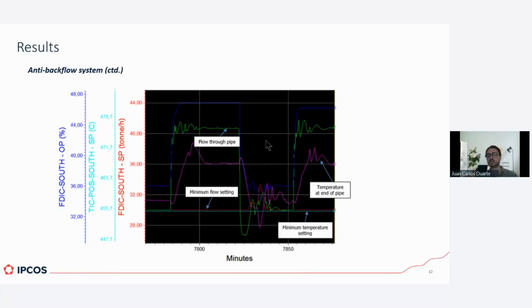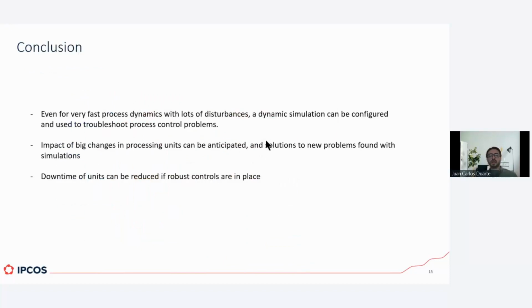Basically, one of the boilers was typically under pressure control, so pressure control was acting on the boiler, but once this reverse flow was detected, then it was changed to a different kind of control. So what we concluded is that even for very fast process dynamics with lots of disturbances, dynamic simulation can actually be configured and used to troubleshoot process control problems, and we definitely saw that, because we included all the steam suppliers, all the consumers, and we played with that. So we managed to simulate all the disturbances and see how the network was going to respond to that.